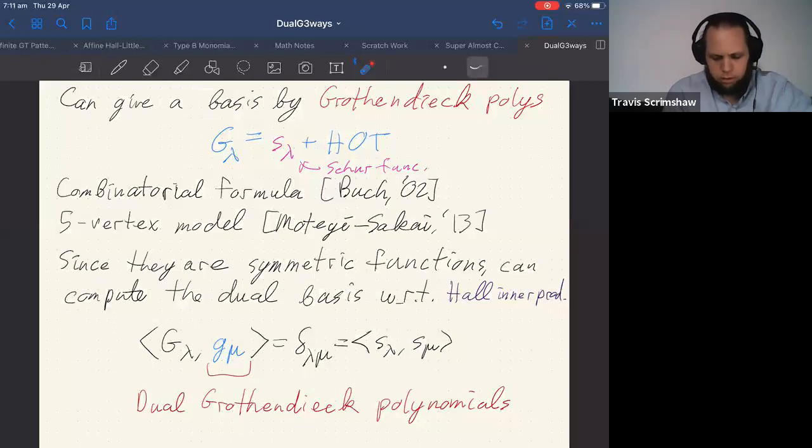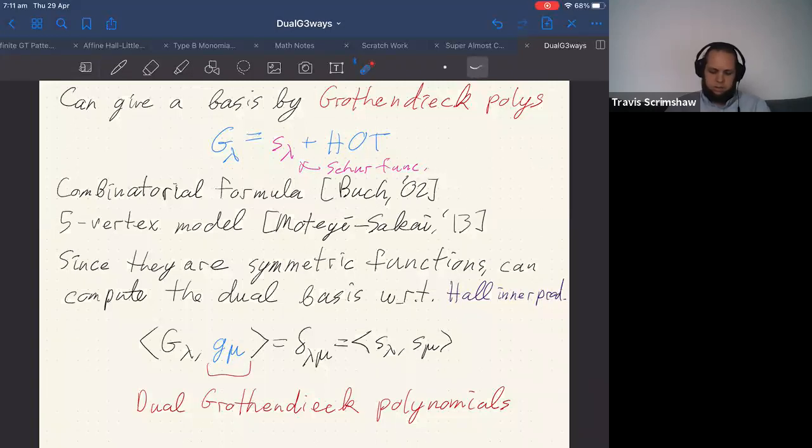So a lot of this I'm glossing over just because we're not actually interested so much, at least for this talk, in the Grothendieck polynomials and all of these connections. They are very interesting objects, both at the level of combinatorics, geometry, and integrable systems, but I want to focus on the dual Grothendieck polynomials.